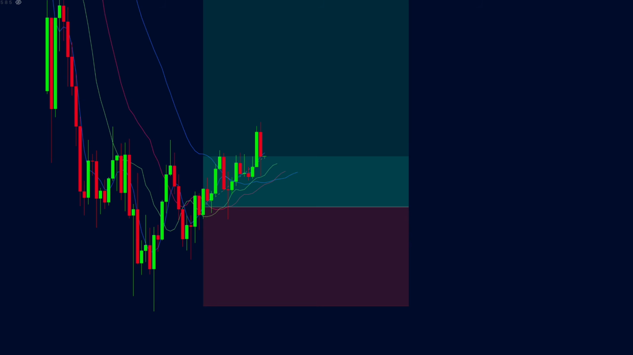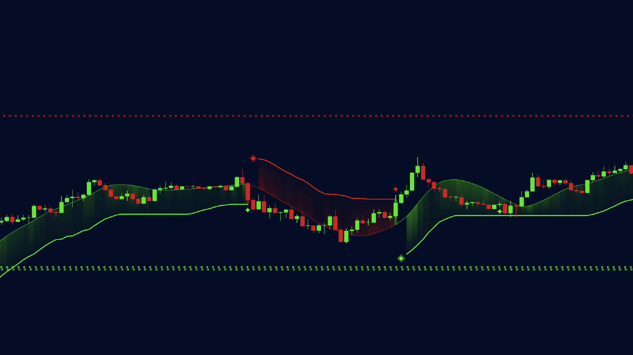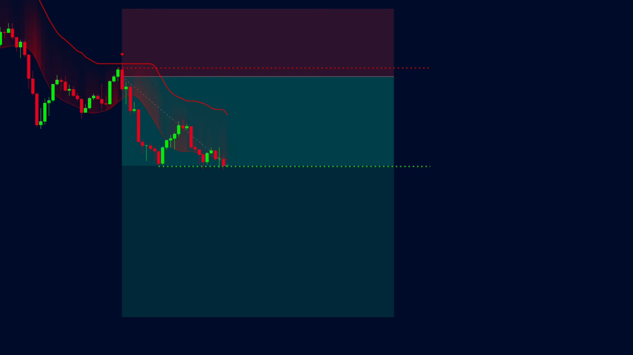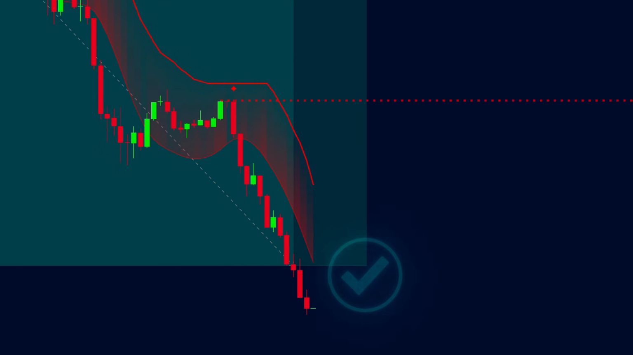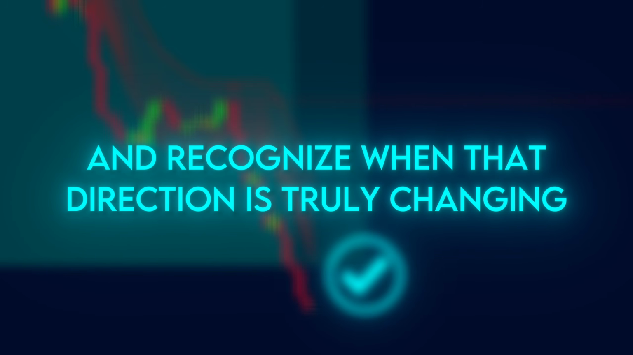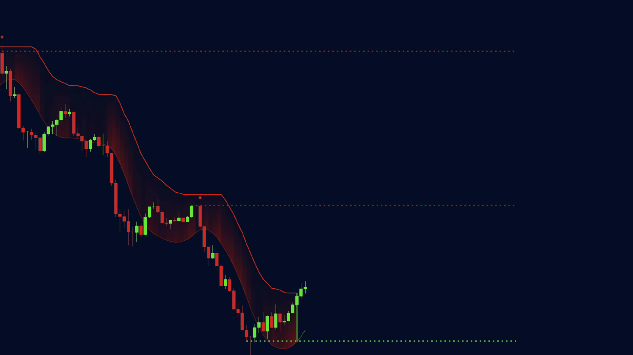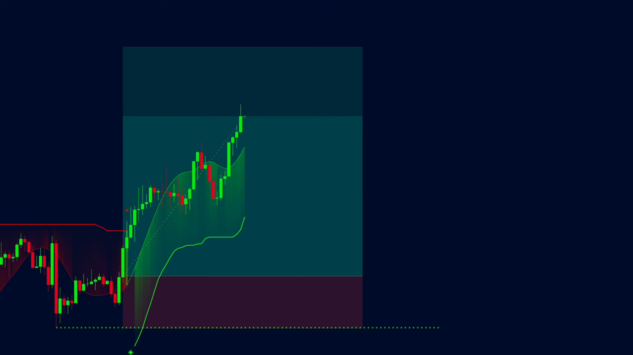That confusion usually comes from relying on indicators that react too slowly, or flip direction too often. And that's exactly what this indicator is designed to solve. The Adaptive Trend Saber isn't just another moving average or trend line. It dynamically adjusts to market volatility and structure, helping you see the dominant direction more clearly and recognize when that direction is truly changing. In this video, I'm going to show you exactly how to add it, explain what you're seeing on the chart, walk through the settings, and then give you clear long and short strategies you can start applying immediately.